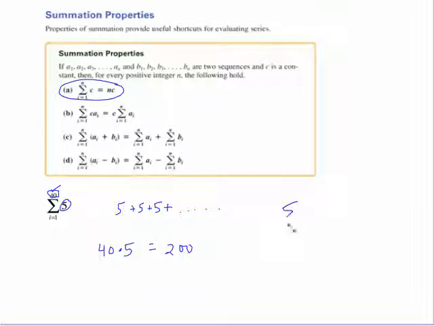So anytime you see something like that, let's say i equals 1 to 20 of just 6, there's no letter, there's no x, there's no y, there's no i. It is just asking you to add 6 up 20 times.